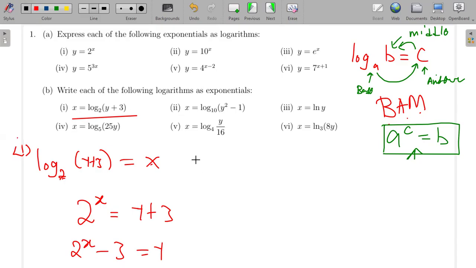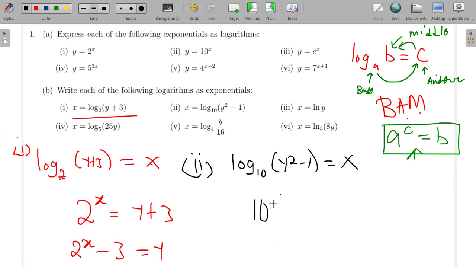So this was the first one. Let's look at the second one. Here, I'll write this again as log base 10 of y squared minus 1 is equals to x. So my base is 10. My answer is x. And then this should be equals to y squared minus 1. As simple as that.